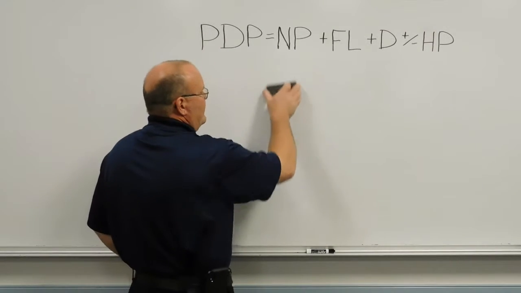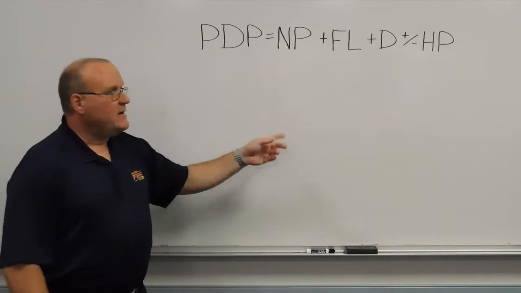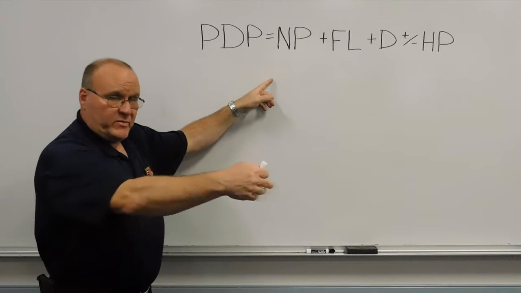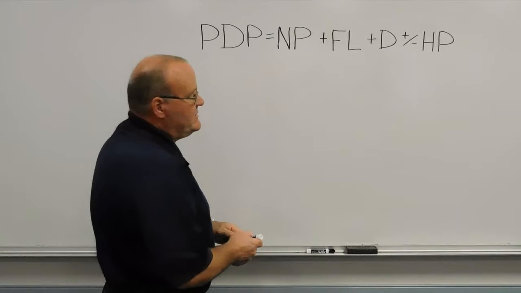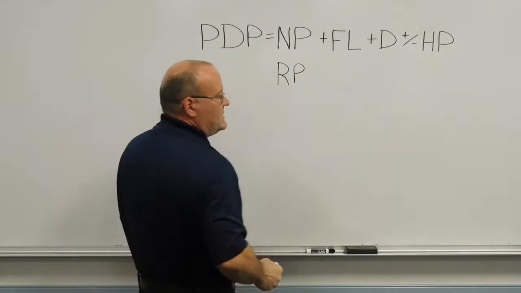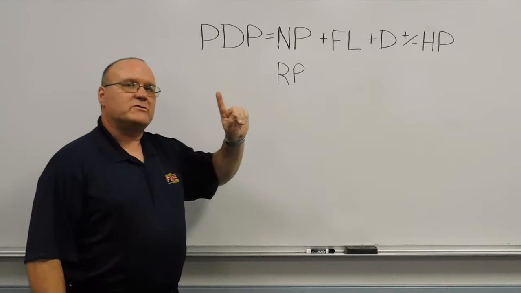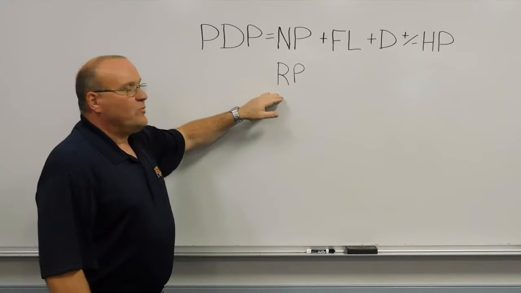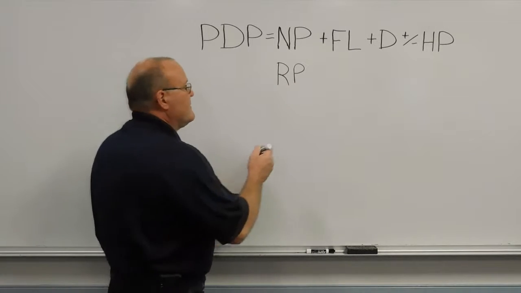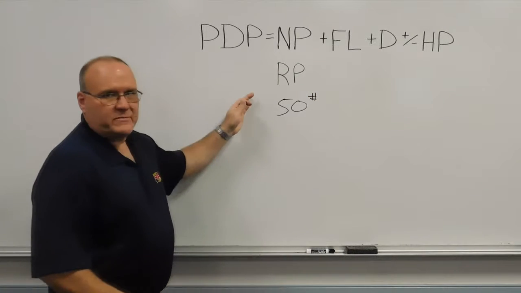If our fireground assignment changed, and we weren't an attack engine, but instead we were a supply or a relay engine, then instead of going from our pump to a nozzle, we would be going from our pump to another pump. In which case the NP would change, and instead of nozzle pressure, we would call it RP, or residual pressure. In the case of going from pump to pump on the fireground, I want to give that other driver operator at the end a little bit of pressure to work with. So I would give them a residual pressure of 50 pounds in a supply or relay operation.